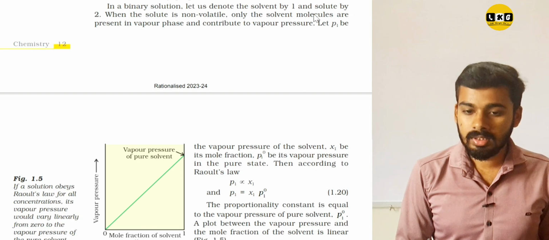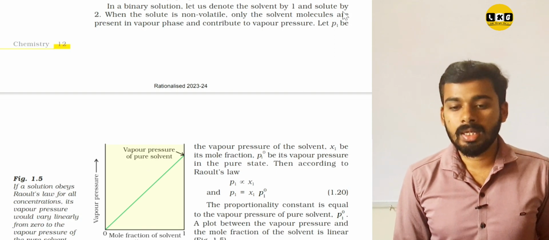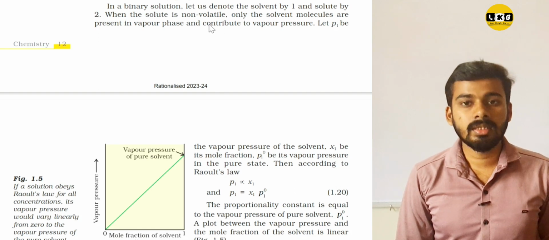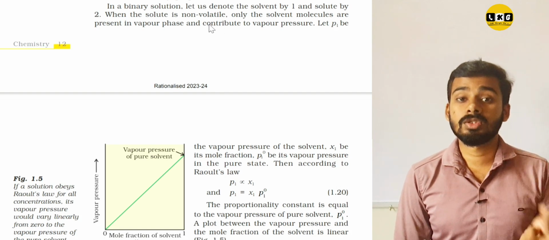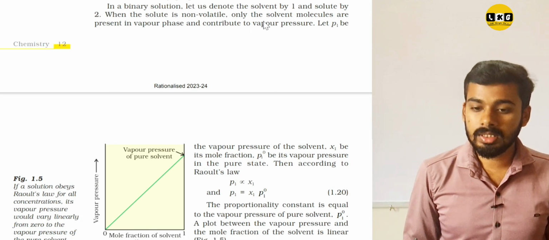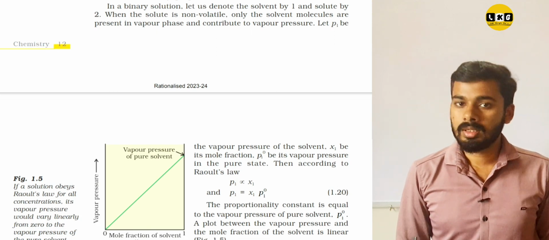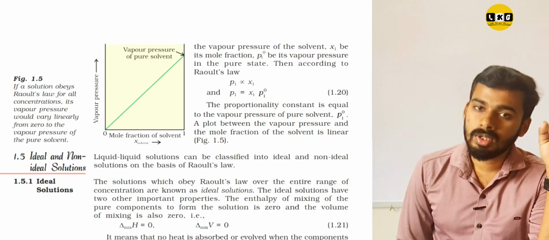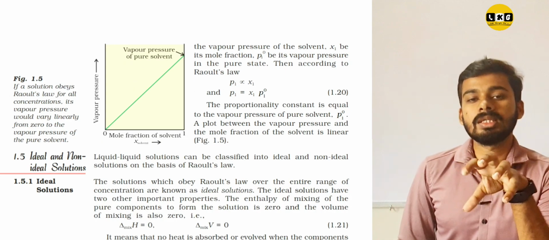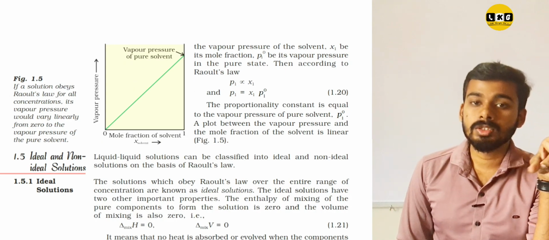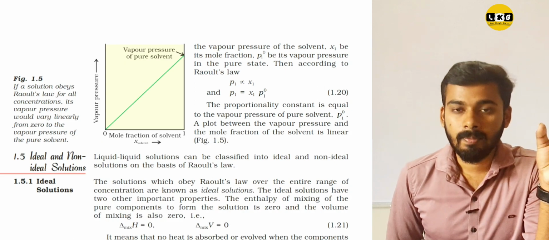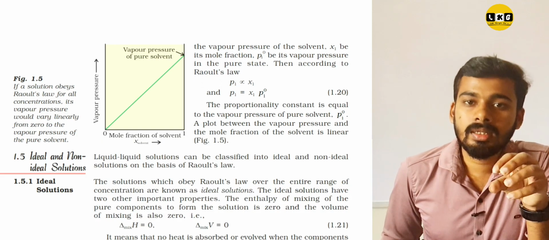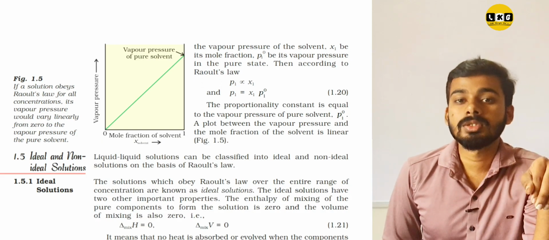In a binary solution, let us denote the solvent by 1 and the solute by 2, when the solute is non-volatile. Consider the solute is non-volatile. That means the solid is non-volatile, the liquid is volatile in nature. Only the solvent molecules are present in the vapor phase. Whenever you add a solid to a liquid, if the solid is non-volatile and the solvent or liquid is volatile, then in the vapor phase, what do you expect? Which one will be in the vapor phase? Volatile means that which gets evaporated. Being volatile in nature, only liquids are vaporized but not the solids.